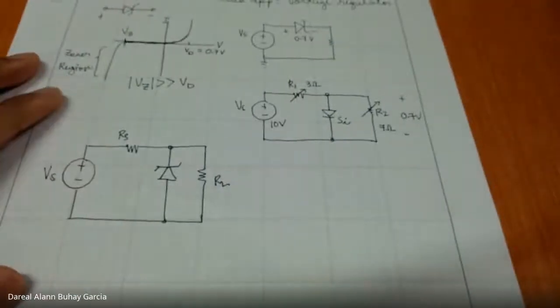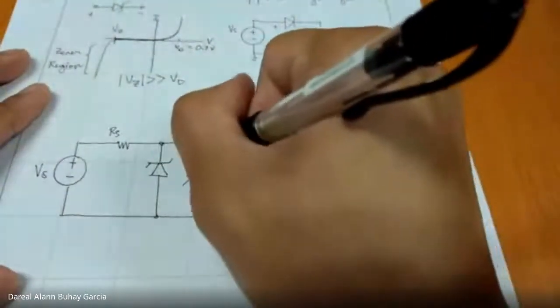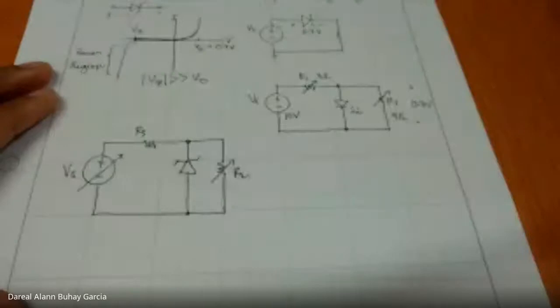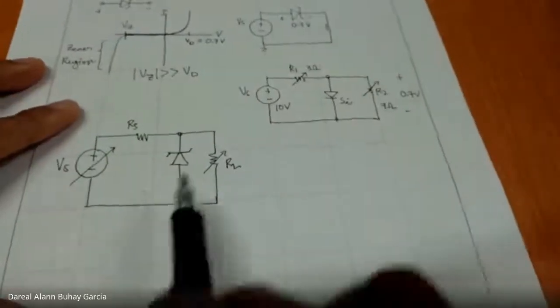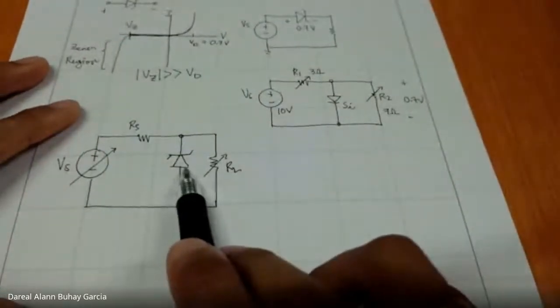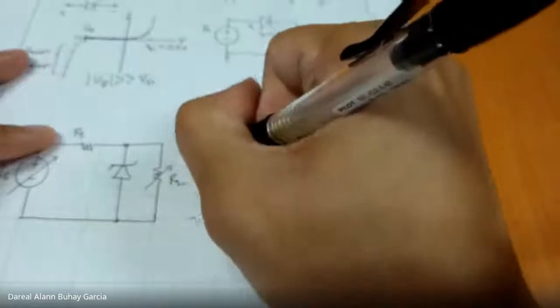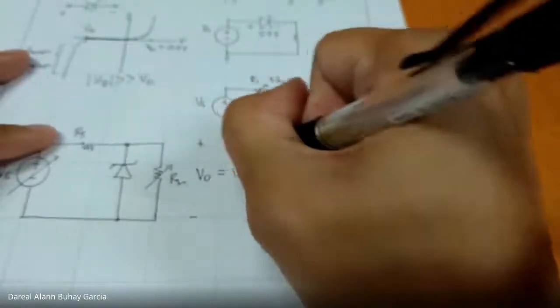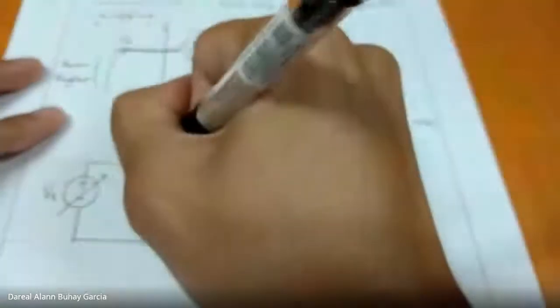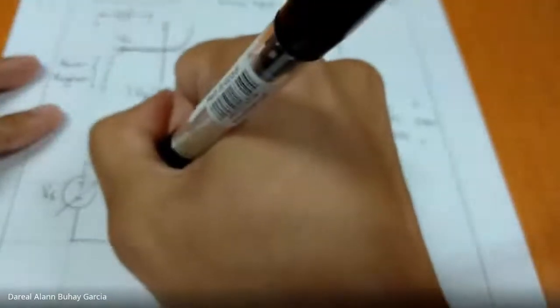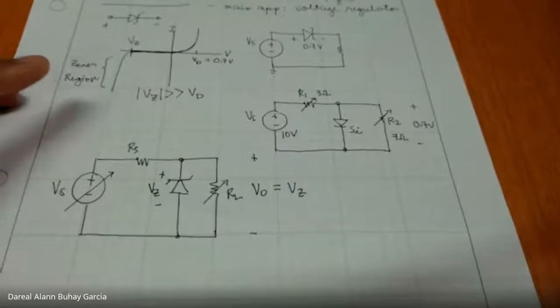Okay. It might be that our RL is variable. It might be that our VS is also variable. Okay? Purpose here nga gibutang si Zener diode across RL, para ma-regulate ang atong output voltage to be equal to whatever value is a specification ni Zener Diode. Okay?